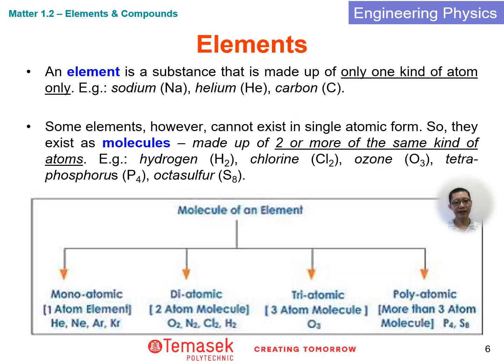An element is a substance made of only one kind of atom. Each element has unique properties, and some elements cannot exist alone as single atoms. Instead, they form molecules with two or more of the same atom, like O2 for oxygen. Examples include sodium, hydrogen, and helium.